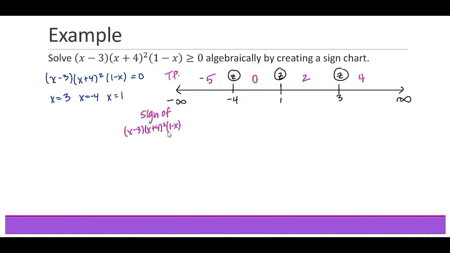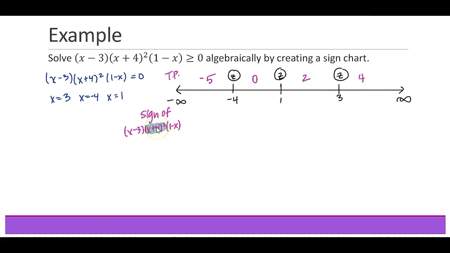But let's try to make our lives a little bit easier and think about each of these factors for a second. So in particular, the one in the middle. So the factor in the middle, x plus 4 squared, it doesn't matter what I plug into it. It will always give me a positive number because I'm squaring it. So I really don't have to worry about plugging these test points into the middle term.